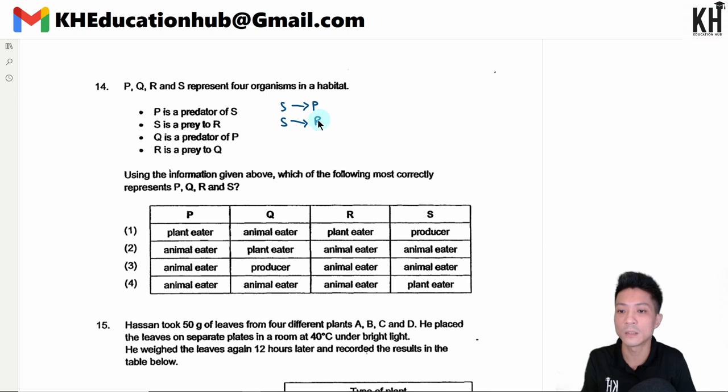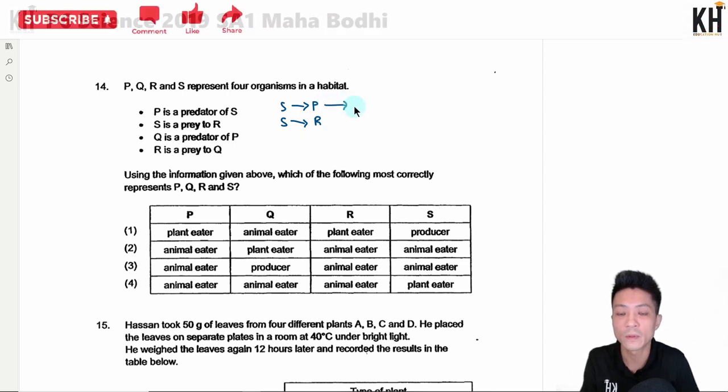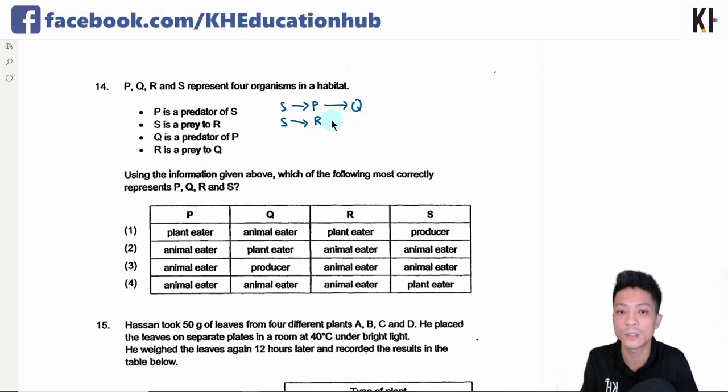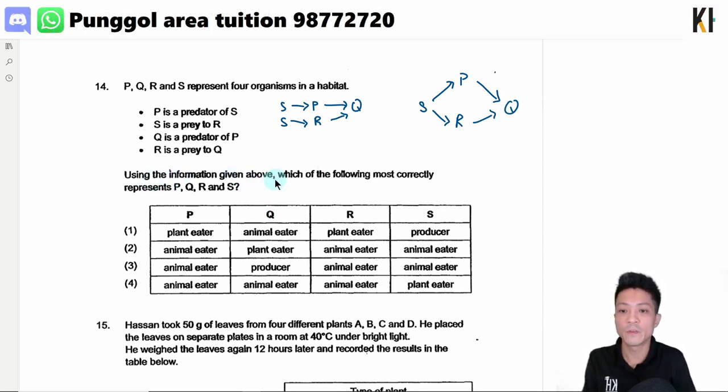S is a prey to R. Okay, Q is a predator of P. P is eaten by Q, right? Which means that we can add this to here. Q is a predator of P. And R is a prey to Q. Okay, so I'm going to consolidate. S is going to be eaten by P and R, and then after that, they'll both be eaten by Q. Using the information given above, which of the following most correctly represents P, Q, R, and S? Is P a plant eater?